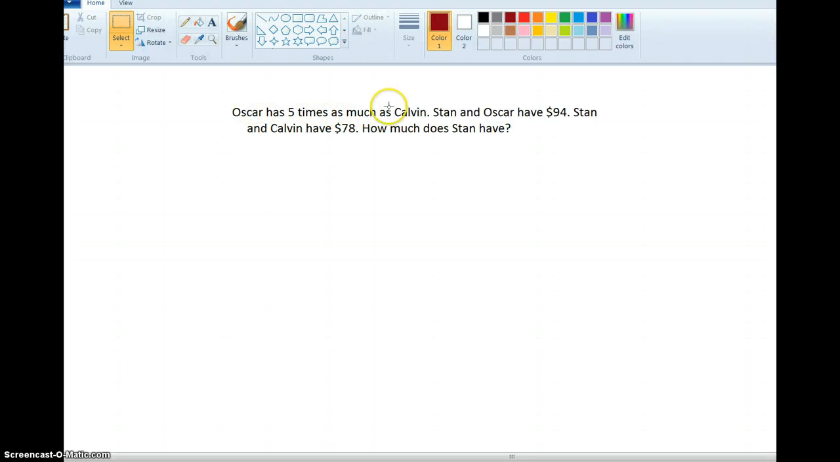Oscar has 5 times as much as Kelvin. Stan and Oscar have $94. Stan and Kelvin have $78. How much does Stan have?